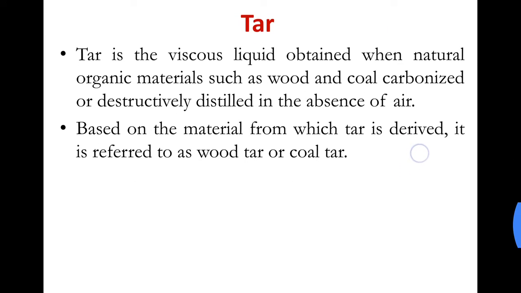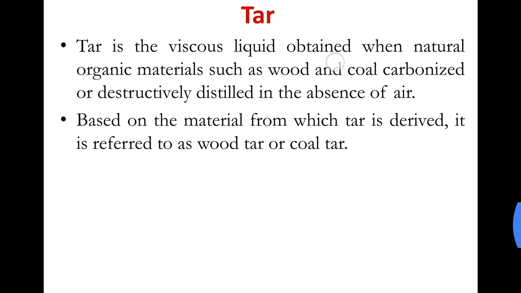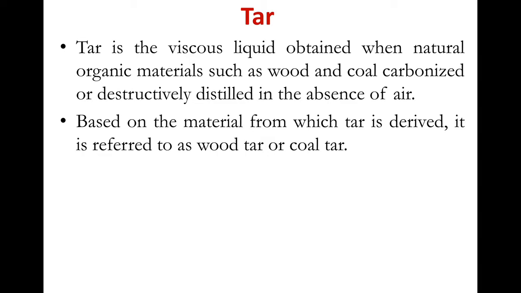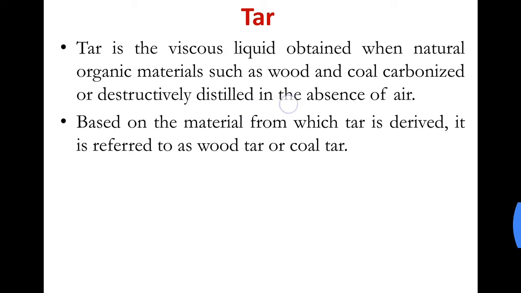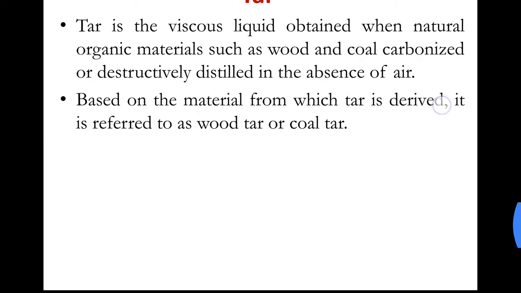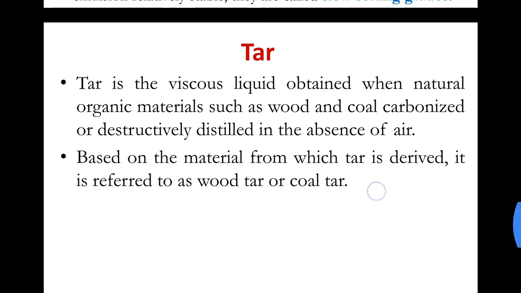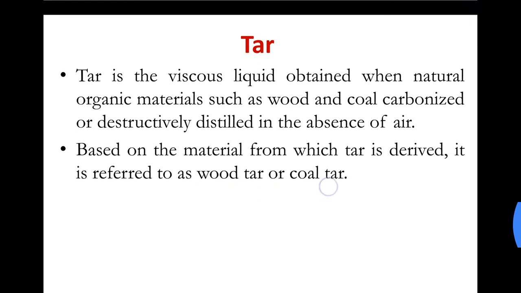Now the two bituminous materials which we use are bitumen and tar. So what is tar? Tar is the viscous liquid obtained when natural organic materials such as wood and coal are carbonized or destructively distilled in the absence of air. This is how we obtain tar. Now based on the material from which tar is derived, it is referred to as wood tar or coal tar. If the tar is obtained from wood, it is known as wood tar. If it is obtained from coal, it is known as coal tar.